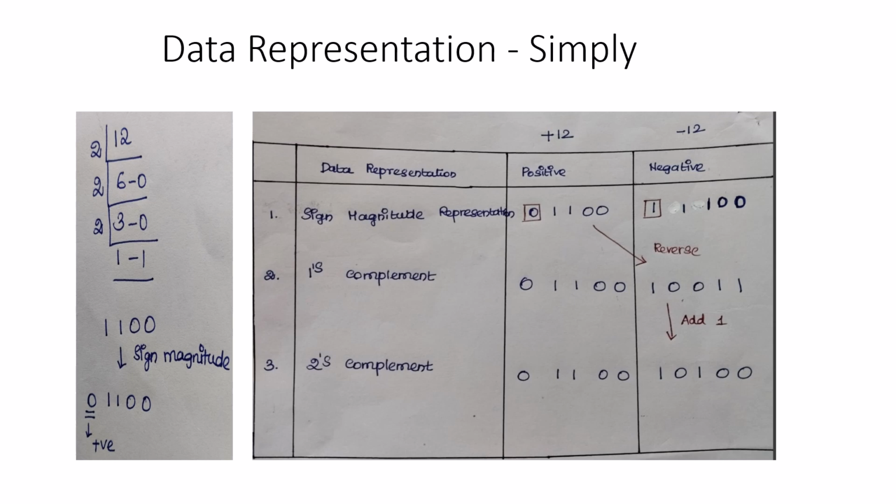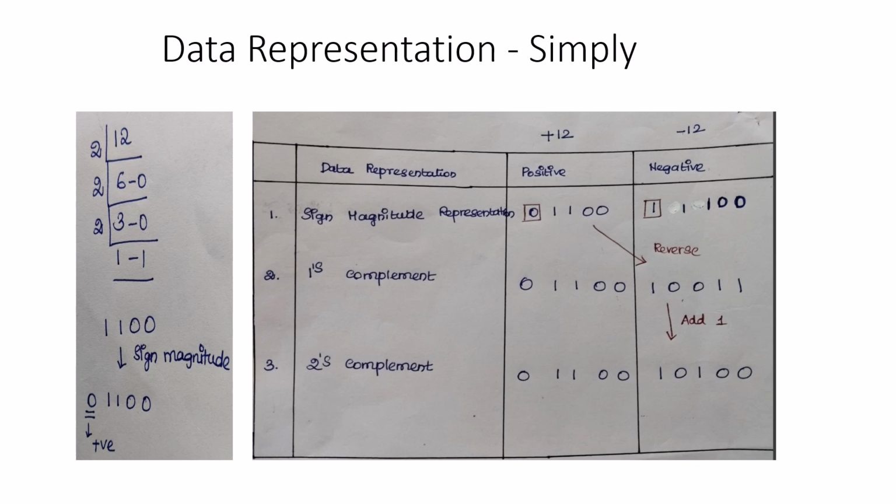Sorry, positive number. If it is 1, it indicates a negative number. So 0 means positive and 1 means negative. So let me take 12, and we have to get the binary of 12. The binary of 12 is 1100.